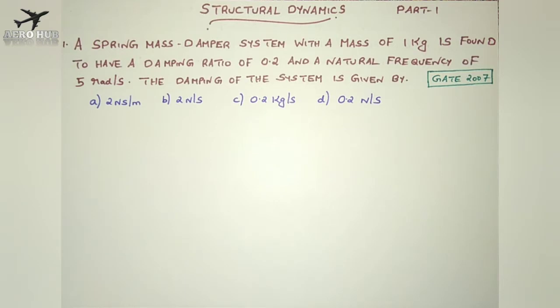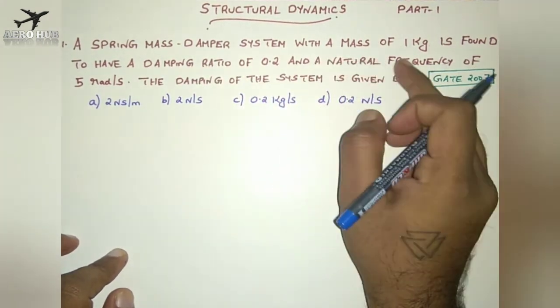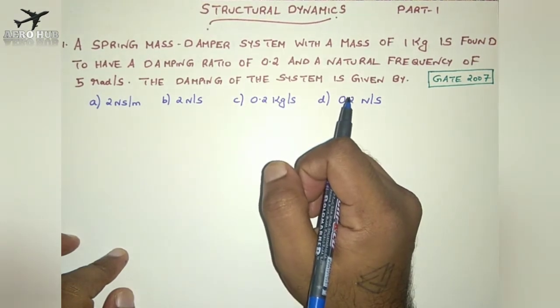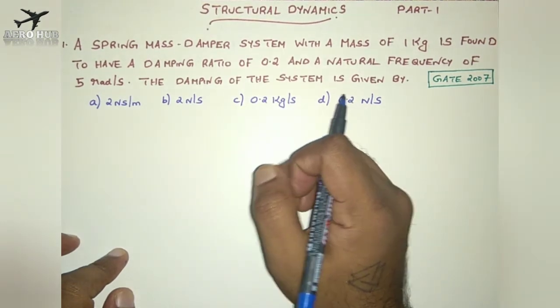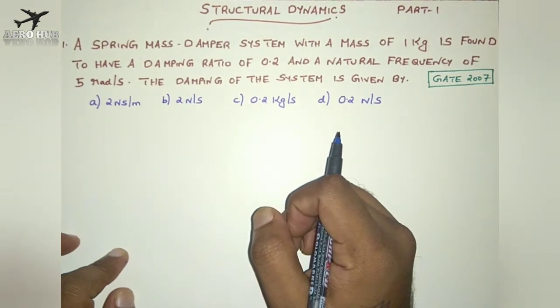As you can see in the question, a spring mass damper system with a mass of 1 kg is found to have a damping ratio of 0.2 and a natural frequency of 5 radians per second. The damping of the system is given by.